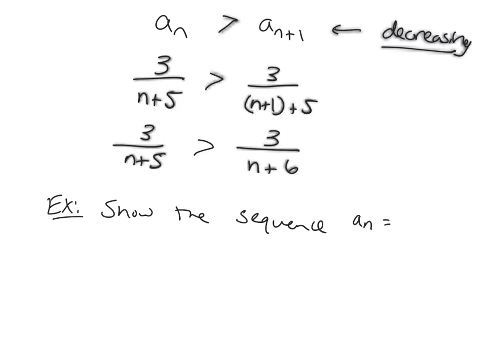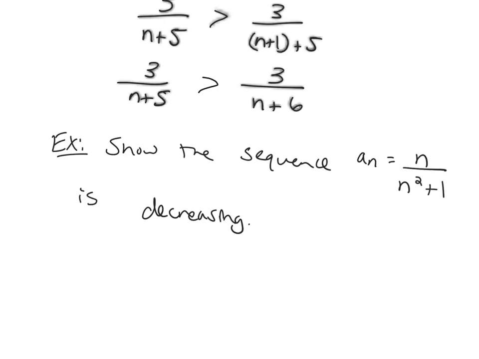Show that the sequence n over n squared plus 1 is decreasing. You could do this with inequalities, but it's going to be a lot more difficult with inequalities. They do this in your book, and you can see it for this example, but it's not very nice. So I want to tell you the other way.